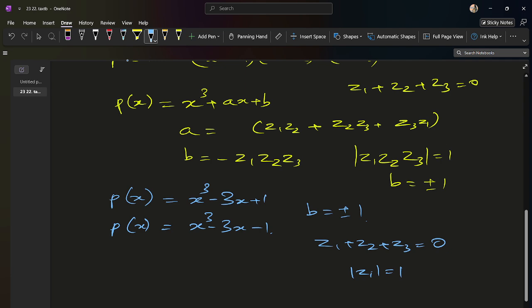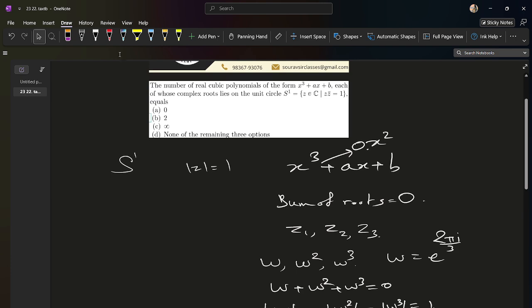So the final answer of this question will be 2, because we are getting two polynomials that satisfy all the conditions.